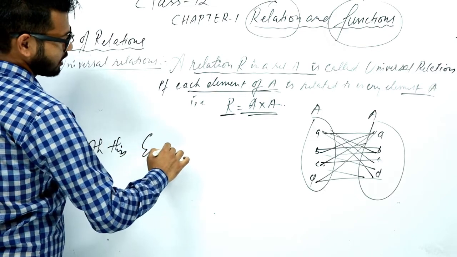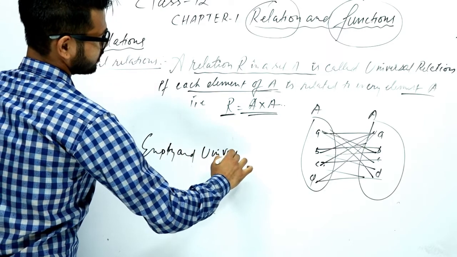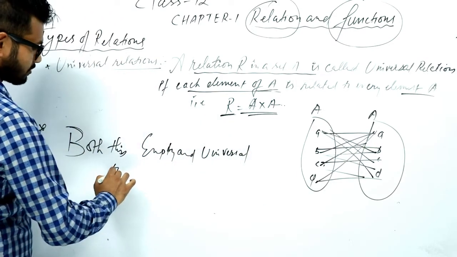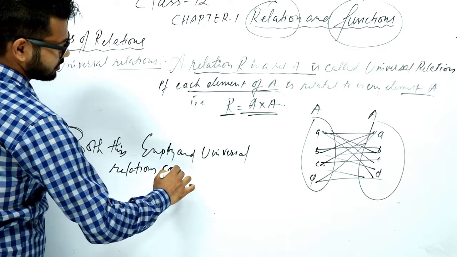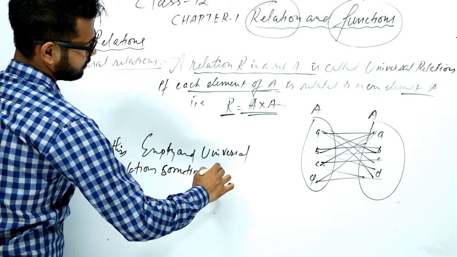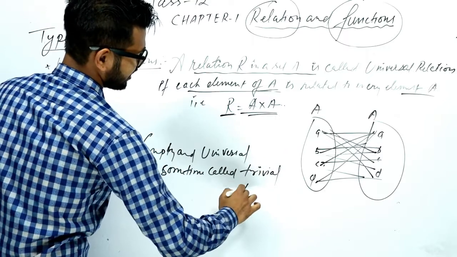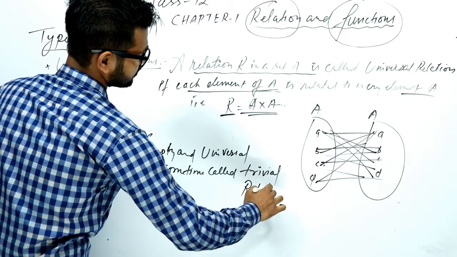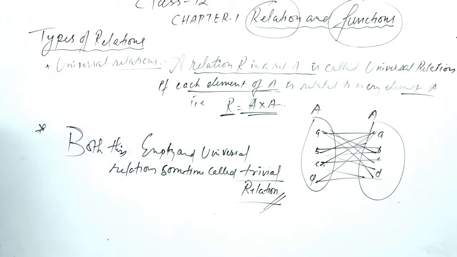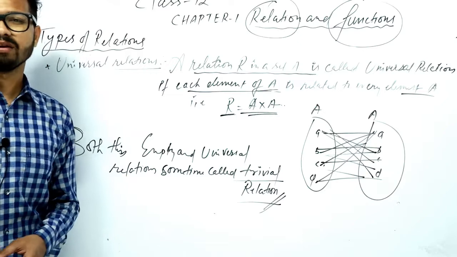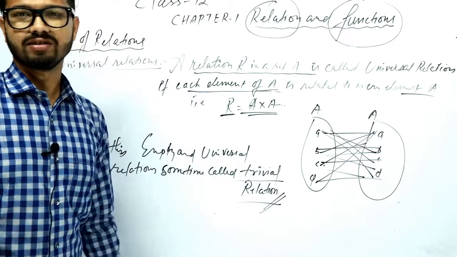Now remember this point: both the empty and the universal relation are sometimes called trivial relations. Just remember it, it's a very nice topic. These empty relations or universal relations are sometimes denoted by the term trivial relation. It's an important thing to be noted.